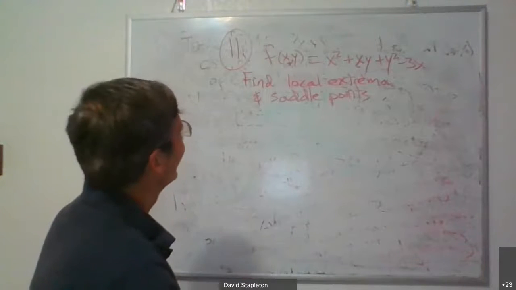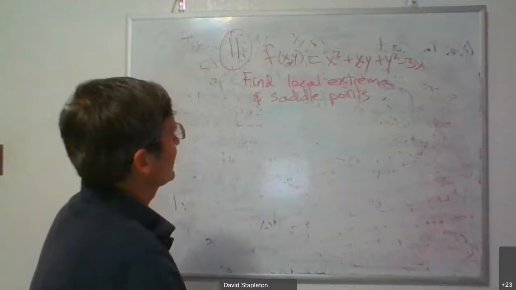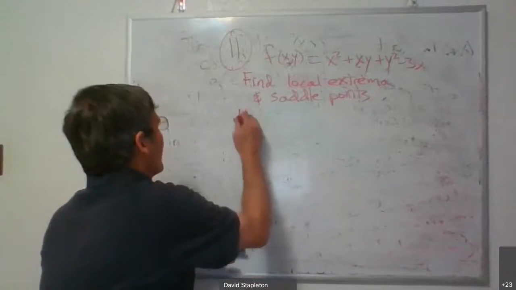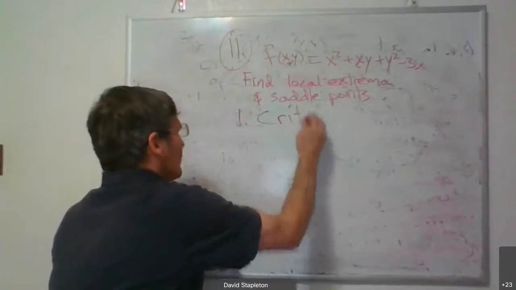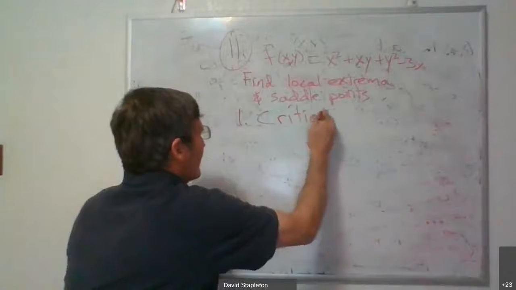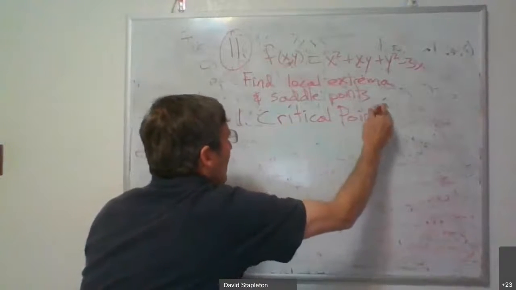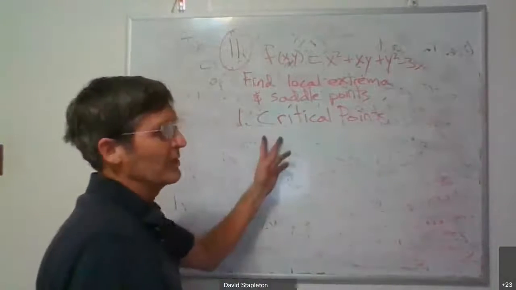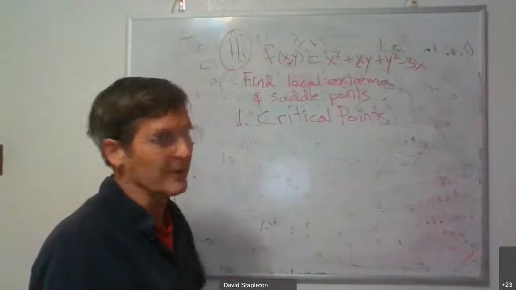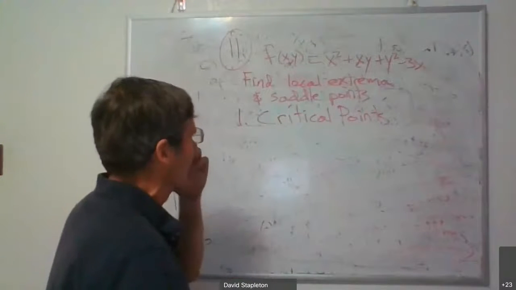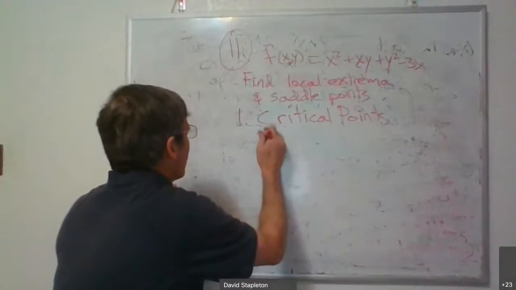More boards. How do I find the local extrema and saddle points? 1, find the critical points. 2, plug each into the second derivative test, right? Set the critical points by setting both partial derivatives equal to 0 instead of just the one derivative equal to 0, right? So I said fx equals 0.